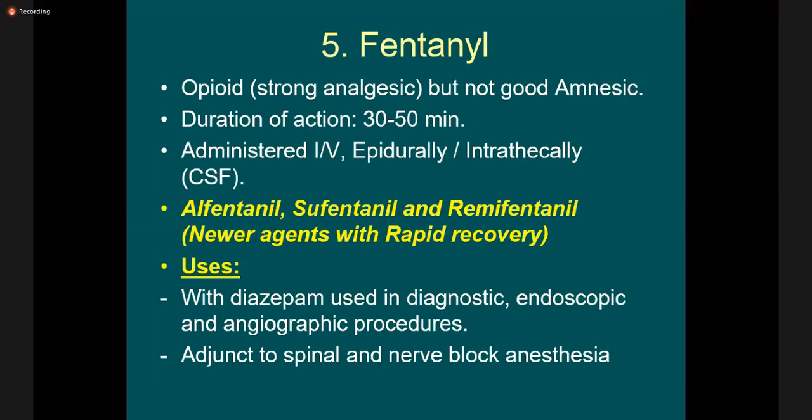Then newer forms of fentanyl are also there. New drugs, or derivatives of this drug, have come, having fewer side effects and good recovery, like alfentanil, sufentanil and remifentanil. These are different sister drugs of fentanyl, and they vary in their minimal side effects, solubility, and all these factors are involved.